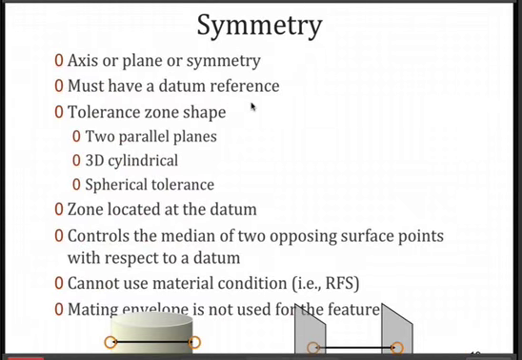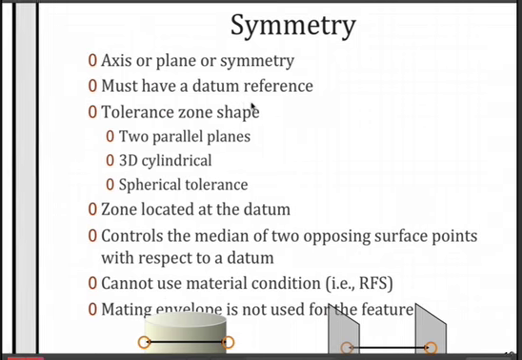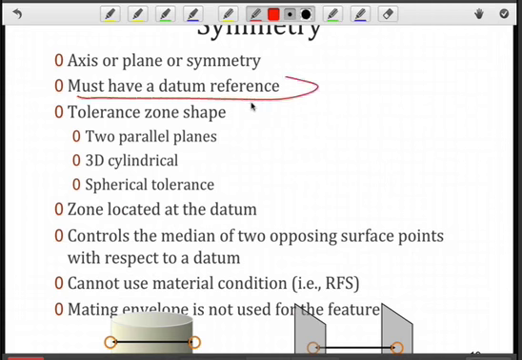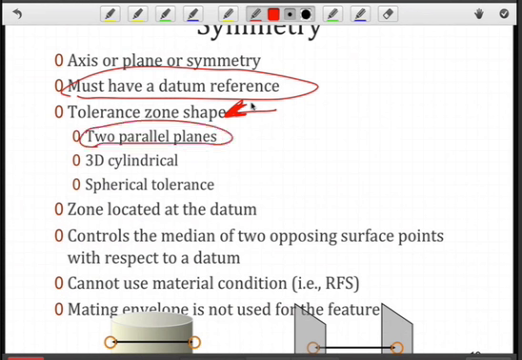Symmetry can be used for both an axis or some plane of symmetry, and it must have a datum reference similar to concentricity. So it's a little more general case here. Our tolerance shape will be dependent upon the feature about which we're using the symmetry. So it could be two parallel planes if I have two planar surfaces. It could be cylindrical, or it could be spherical if I have two spherical features.